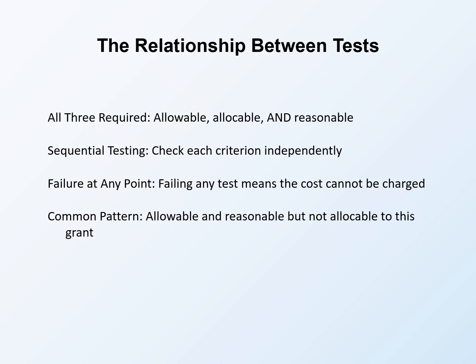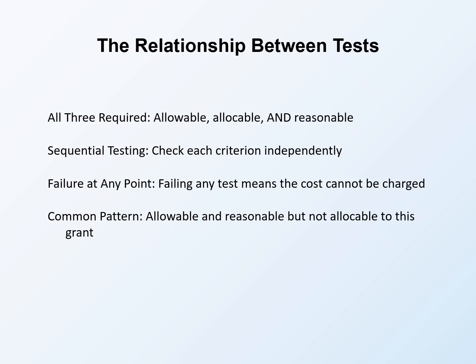Failure at any point means the cost cannot be charged to the grant. Even 2 out of 3 is insufficient. A reasonable and allowable cost that does not benefit your project cannot be charged. An allocable and reasonable cost that is prohibited by regulation cannot be charged. All 3 tests must be satisfied.